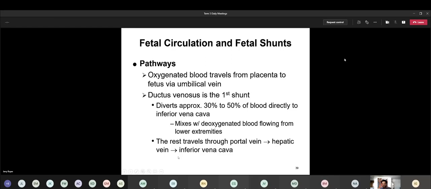And unfortunately, when it does find its way into the inferior vena cava via the ductus venosus, that's going to be the first place where there's an admixture. You're going to have the deoxygenated blood that's just returning to the right side of the heart like it normally would. And again, the blood that decided to go into the liver instead is going to eventually make its way into the inferior vena cava.